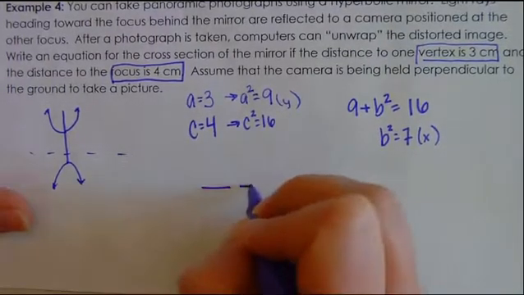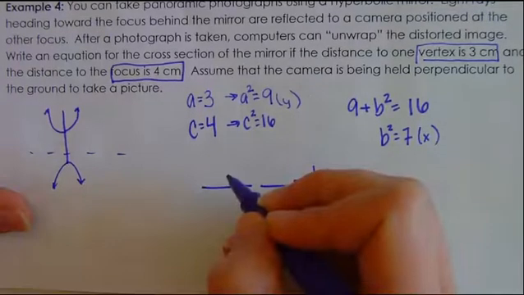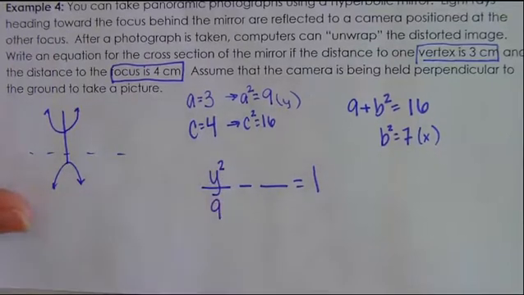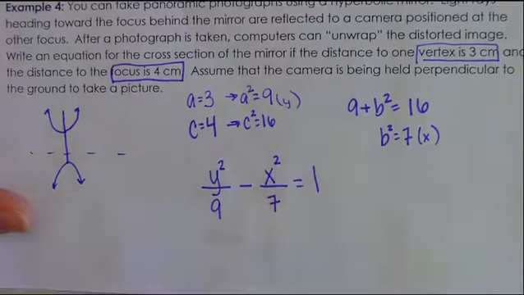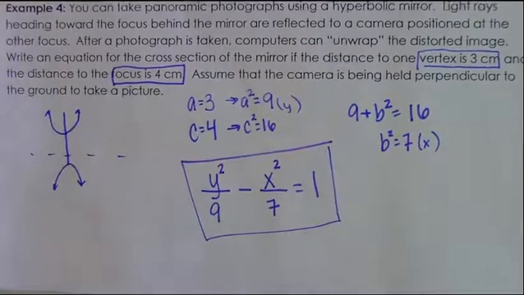So fraction minus a fraction equals 1. And then we're going to go ahead and say that Y is first because my A value of 9 is first. And we match those up. And then my B value is second with my X value. And there we go. You guys are masters. Don't forget to do your quick check.